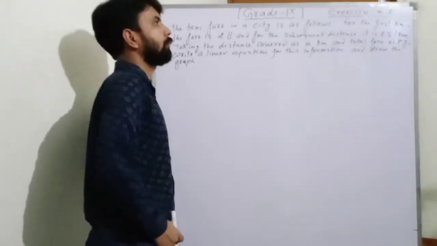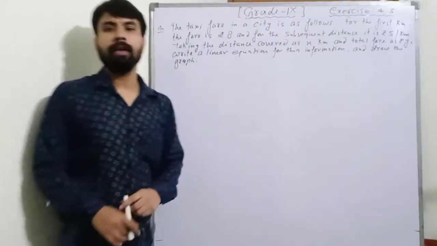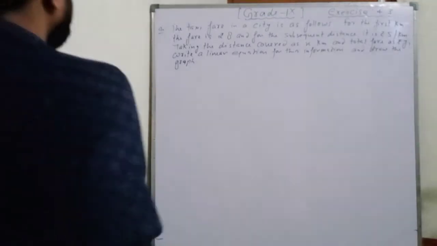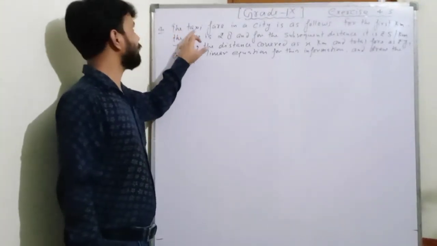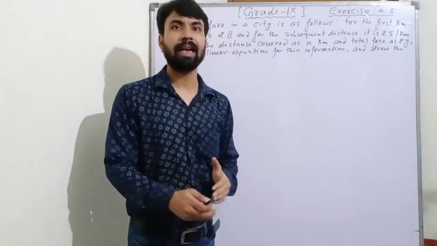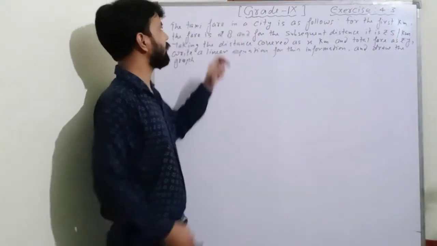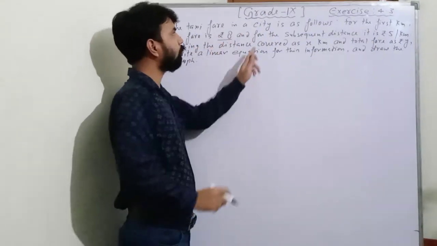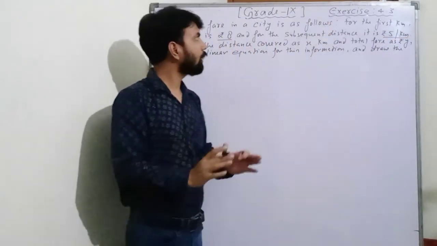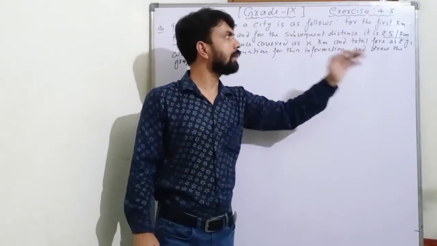Okay students, now question number 4 is here. Question number 4 is, the taxi fare in a city is as follows. Taxi fare, taxi का किराया. For the first kilometer, the fare is rupees 8, and for the subsequent distance, it is rupees 5 per kilometer. For the very first kilometer, the fare is 8 rupees, and for the subsequent distance, it is rupees 5 per kilometer.